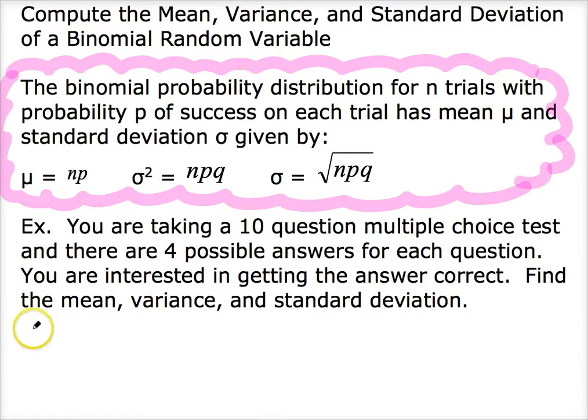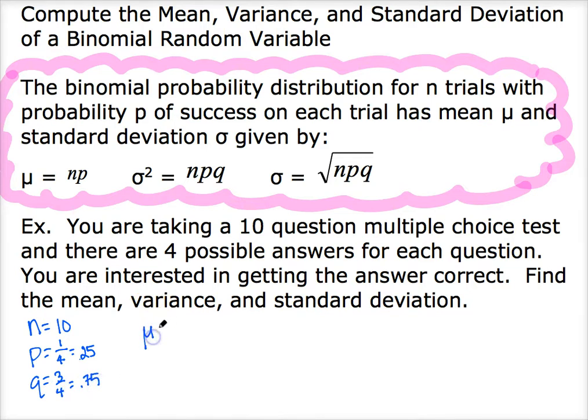For all of these formulas, we need to identify the value of n, p, and q. N is the number of trials. There's 10 questions, so 10 trials. P is the probability of success. If each question has 4 possible answers, the probability you get it right is 1 over 4, or 0.25. The probability you get it wrong then is 3 over 4, or 0.75.